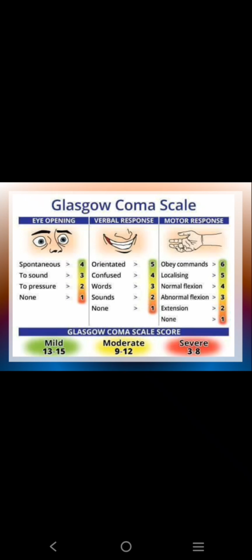Then next we are looking into the verbal comments, that is whether he is responding verbally, whether he is able to speak something. Then that also we are checking in his nervous system. In that, there are 5 grades.